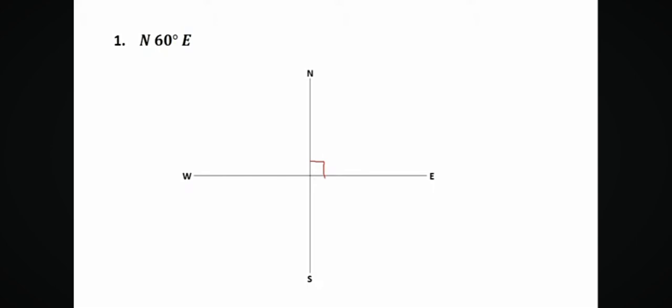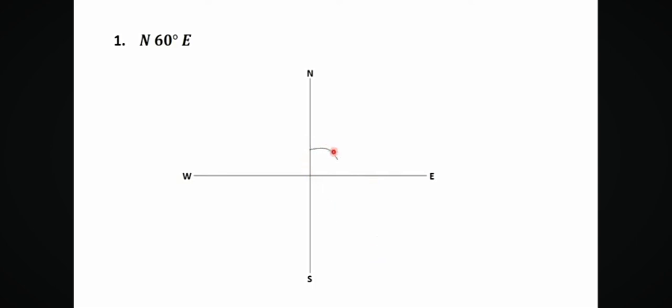So the total angle between north and east is 90 degrees. Total angle between south and east is 90 degrees. Total angle between south and west is 90 degrees. And total angle between north and west is also 90 degrees. Okay. So if you are clear on that, let's move on. So we are measuring from the north towards the east, and we are turning 60 degrees. So that is what you do.